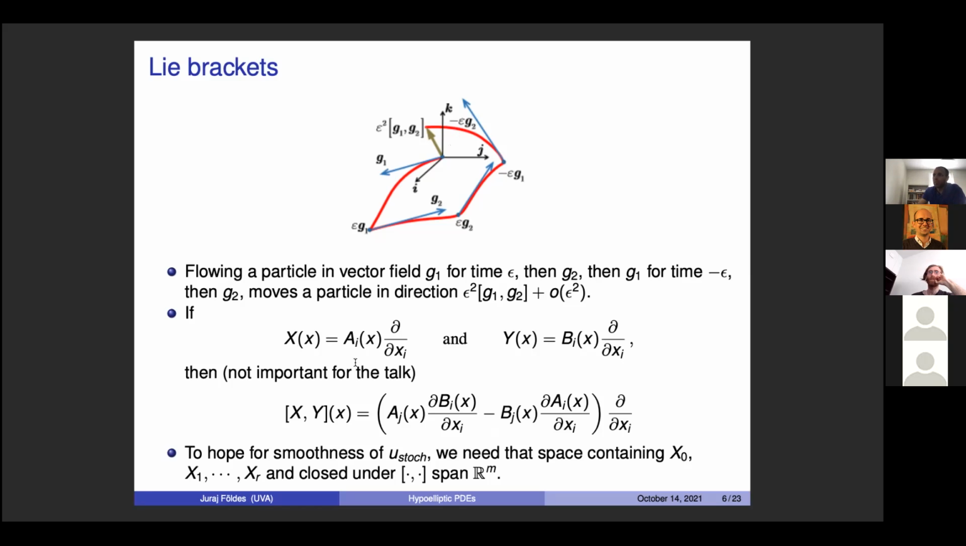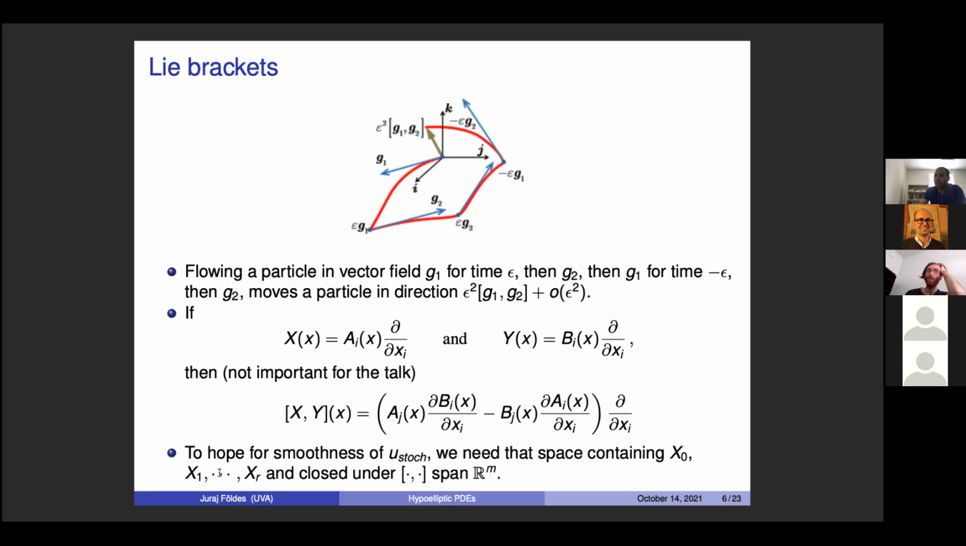All right, so this is not important, but if you have some vector fields, you can write them as differential operators, and the Lie bracket is this expression, this rather ugly expression, no matter how you view this one. I'm not going to use this one whatsoever.